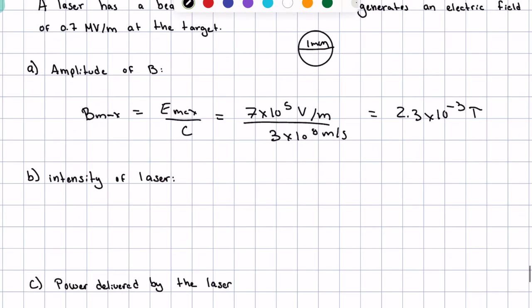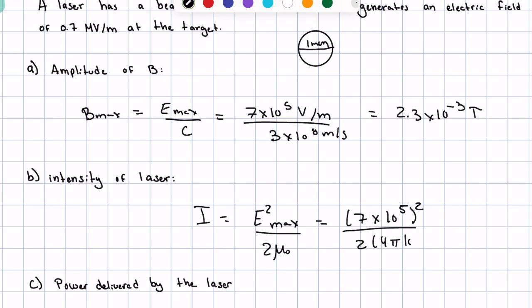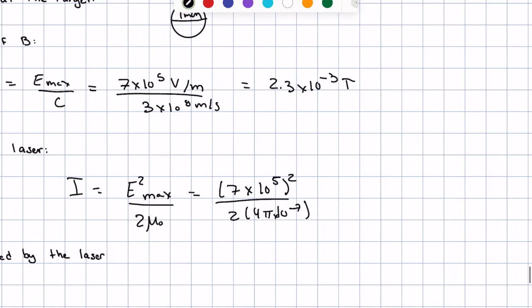The intensity of the laser is going to be I. So this is not current, it's intensity. And it's going to be E max squared, which you're given, divided by 2 mu naught, which is the constant that we have seen before. It's 4 pi times 10 to the negative 7. So we get (7 times 10 to the 5) squared divided by 2 times 4 pi times 10 to the negative 7. I'm not keeping my units, and I know I should. Well, you should. I don't have to. But essentially, it's 6.5 times 10 to the 8 watts per meter squared.